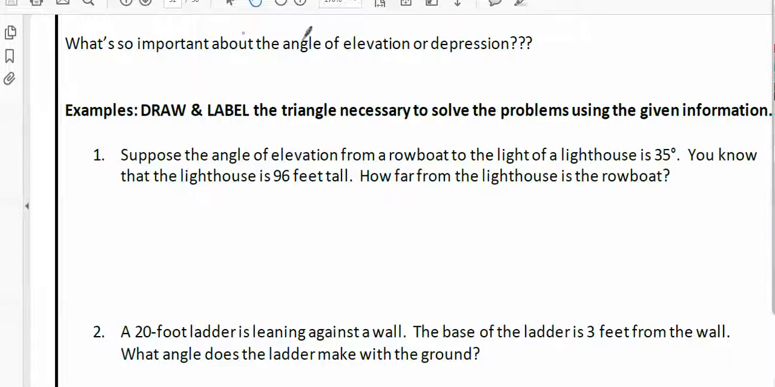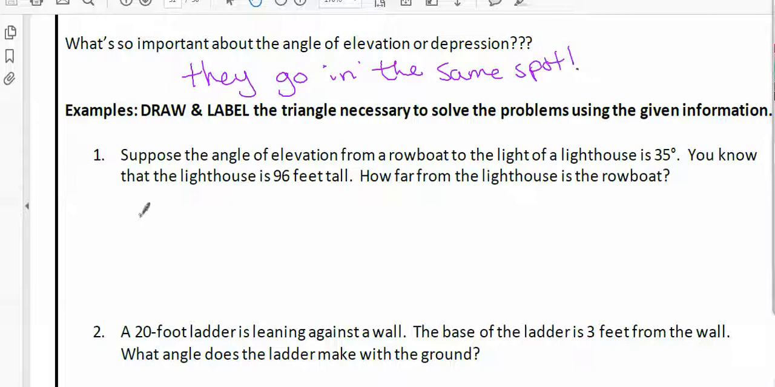And that's what's so important about the angle of elevation or depression. They go in the same spot. So I'm going to draw the same picture no matter what. I always have my little triangle, and that's it. Now right here where I put the star, that's going to be my angle of elevation or depression. So let's look.